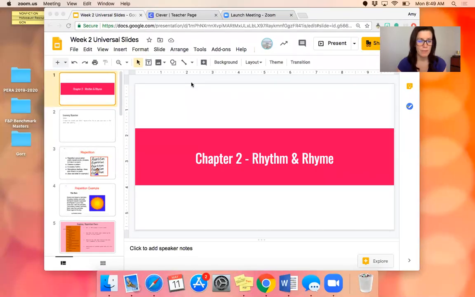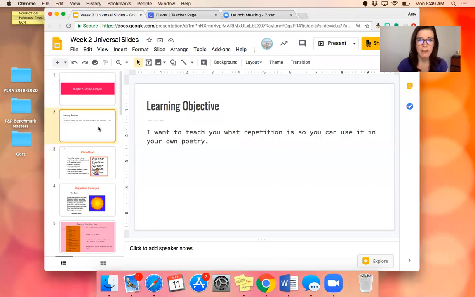Today, I'm going to teach you a little bit about a very popular poetry device. So let me share my screen. There we go. So today we're going to talk about repetition, and it's a very popular device used in poetry. A lot of really famous poets use it. Today, my learning objective is that I want to teach you what repetition is so that you can use it in your own poetry.